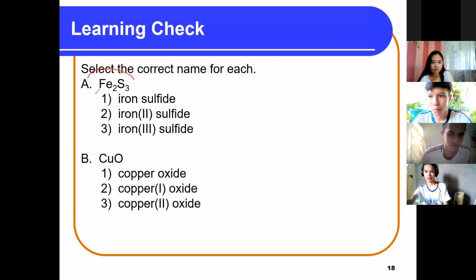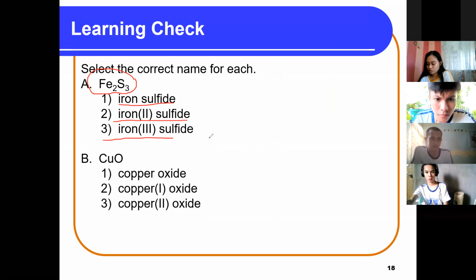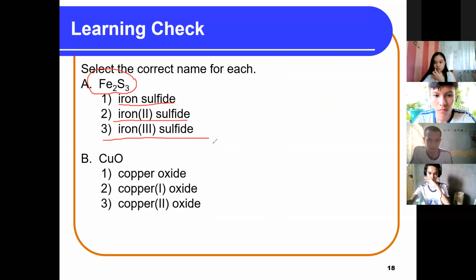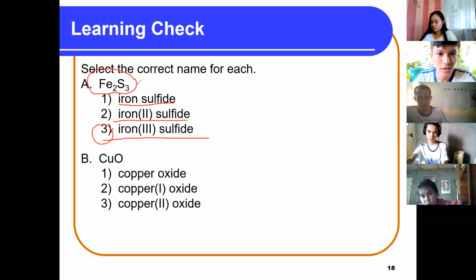So what is the name of this molecule? Fe2S3. Is it iron sulfide? Is it iron 2 sulfide? Is it iron 3 sulfide? Iron 2 sulfide? The answer is iron 3 sulfide because of the subscript of sulfur being 3.